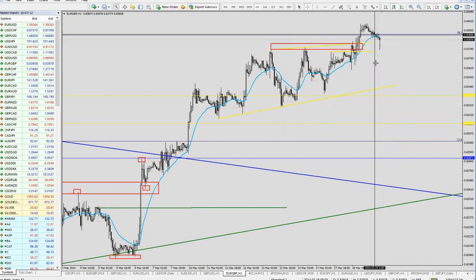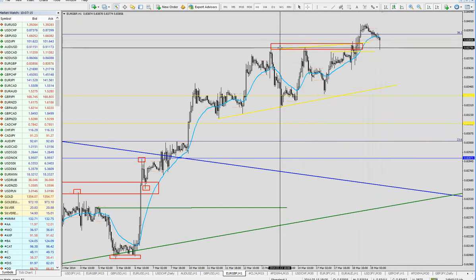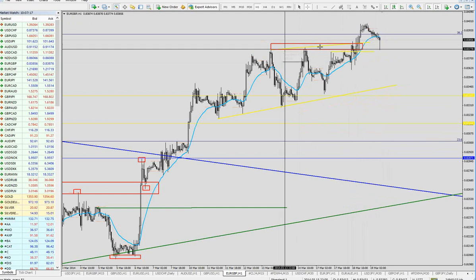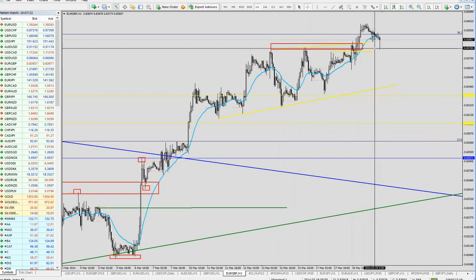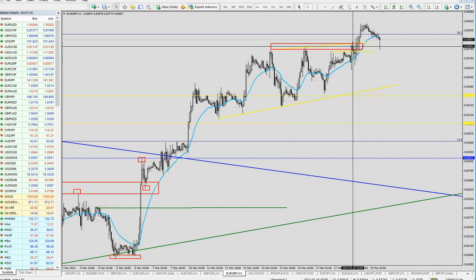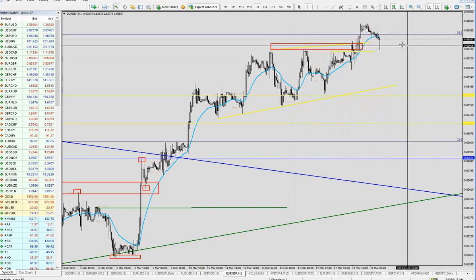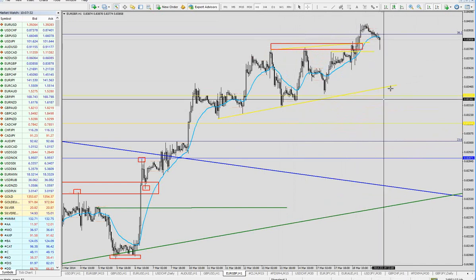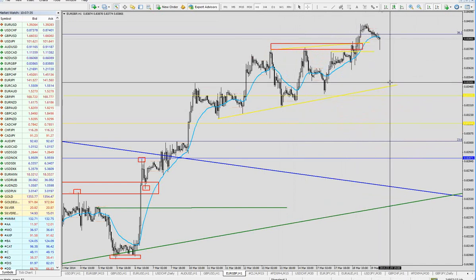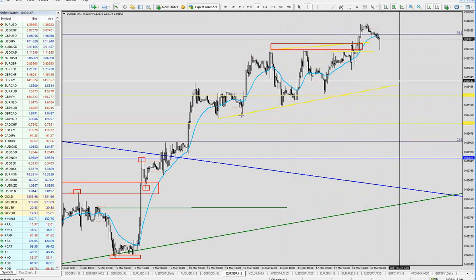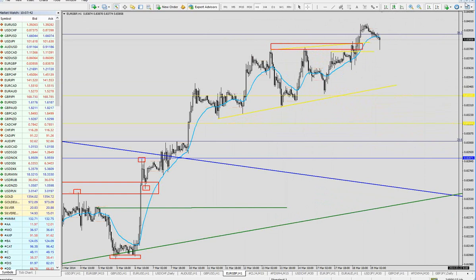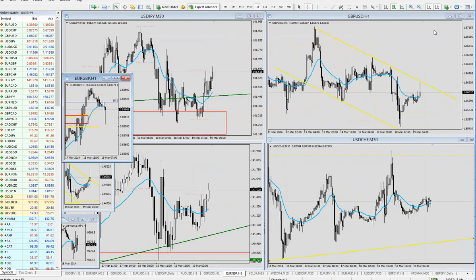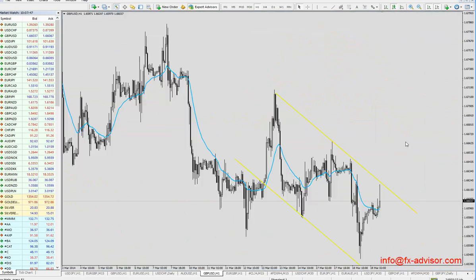We have some push lower. We have some visible support here. Let's see what's going to happen during the day. It's another British pound pair, and I'm still expecting some pullback towards 83.50, maybe this line, right? So quite good risk reward. It was worth taking.